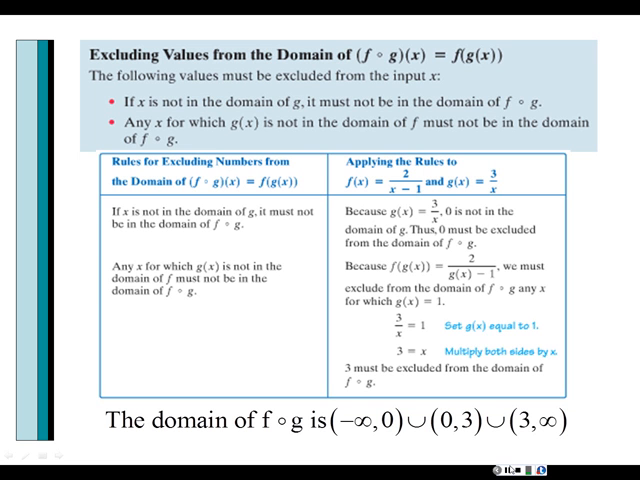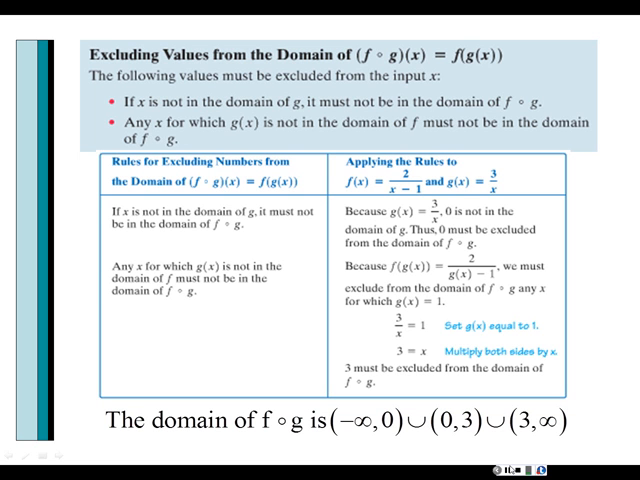Now instead of just applying 3 over x, they applied g of x here. We must exclude from the domain of f of g of x any x for which g of x equals 1. Now what does it mean? Why are they talking about this? Because look at what they did. They replaced the x by g of x, right? We exactly did that. This is g of x. We're replacing the x by g of x. Now what happens if g of x equals 1?